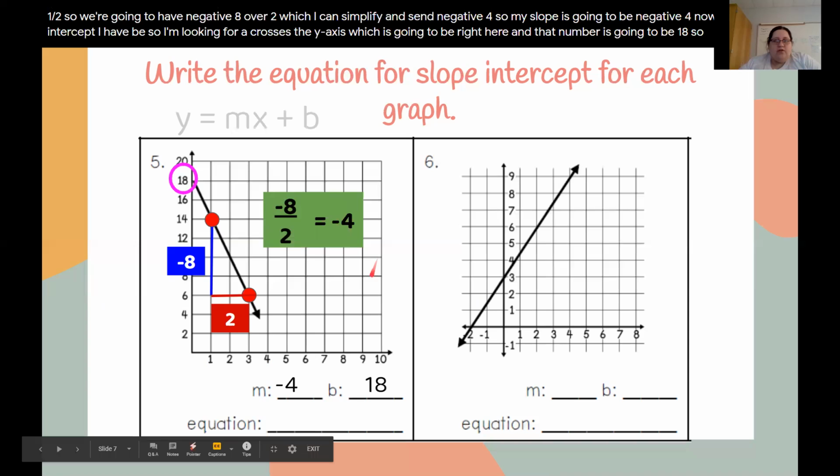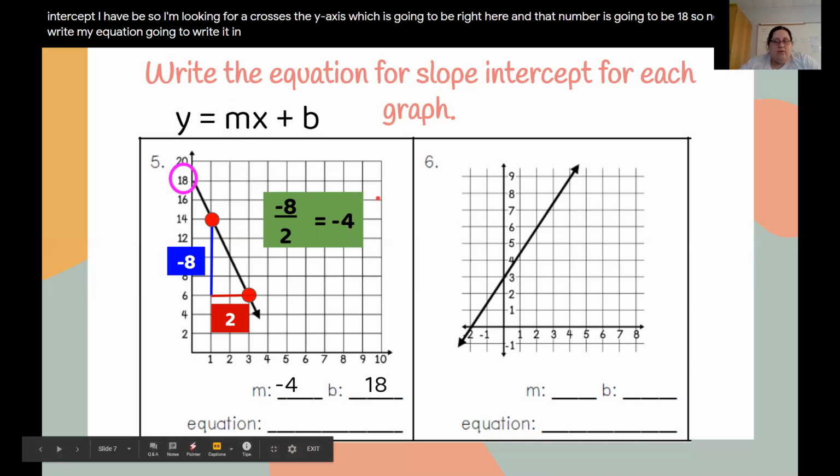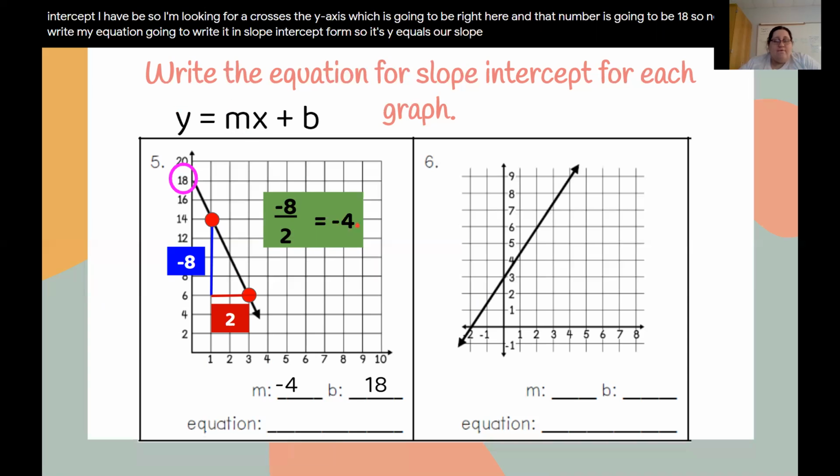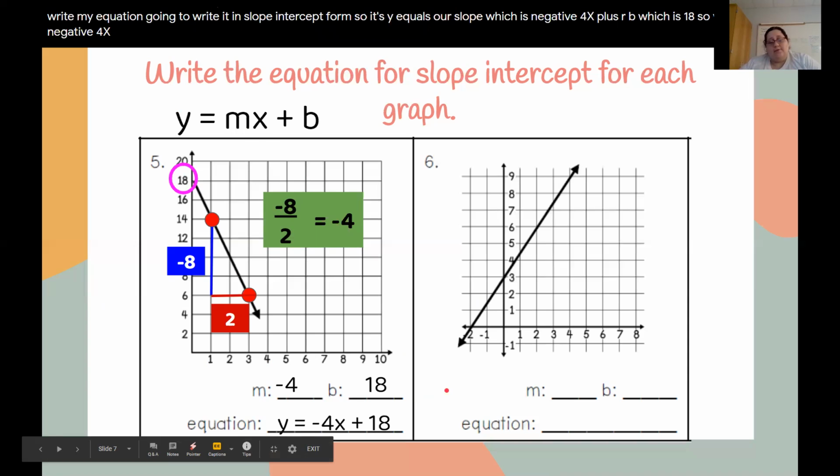So now when I write my equation, I'm going to write it in slope intercept form. So it's y equals our slope, which is -4x plus our b, which is 18. So y equals -4x plus 18.